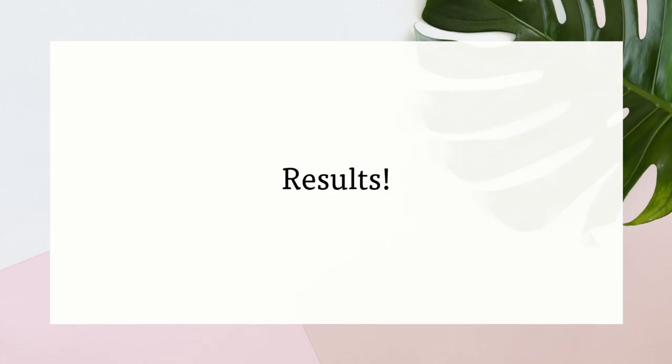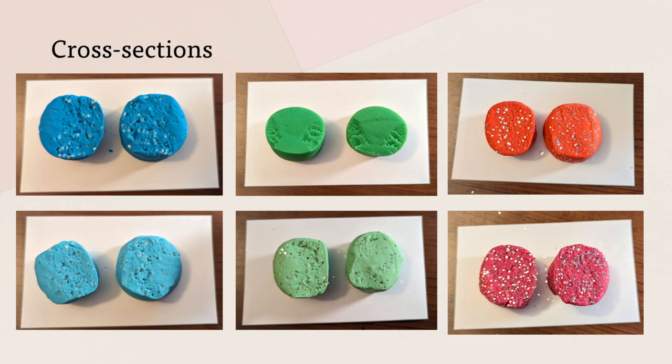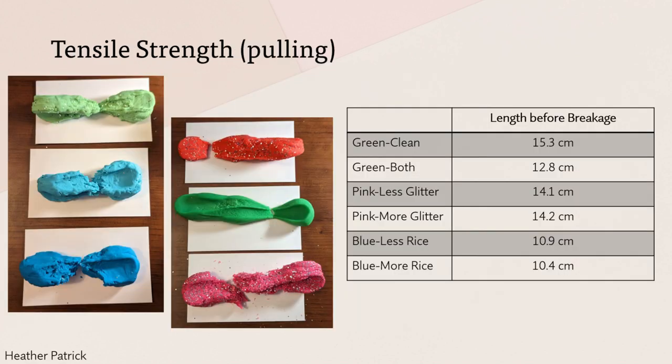For the results, I'll show you guys the cross sections. You can kind of see there's a lot of air bubbles present when adding impurities into these solids. That's something that I took into consideration when looking at this. But as you can see, I tried to really load them with a lot of impurities, especially the glitter. These two pink colors are glitter samples. This green is pure. This one has rice and glitter, and the blue ones over here just have rice.